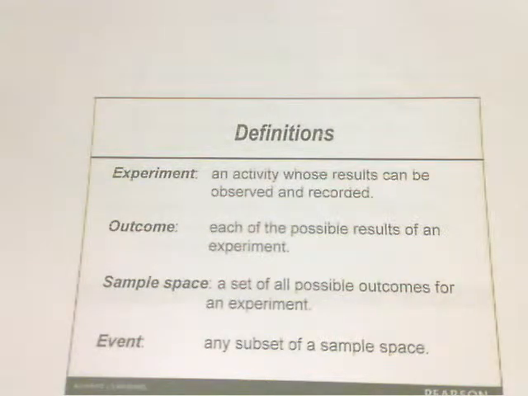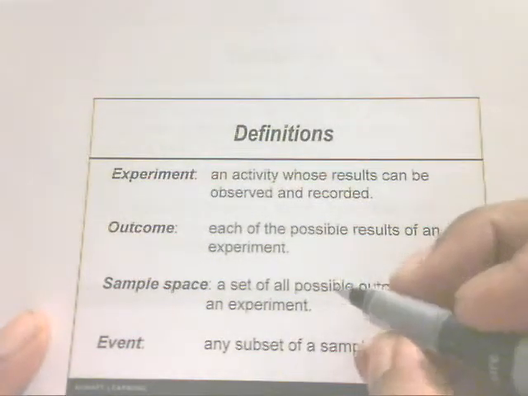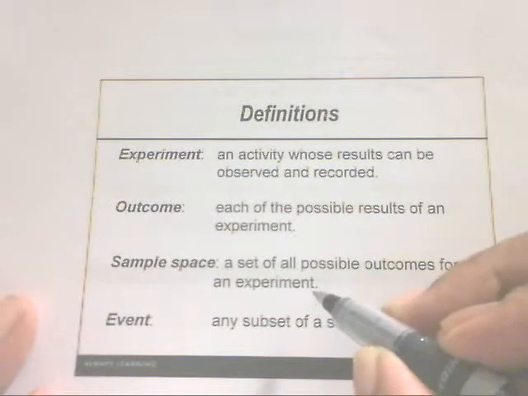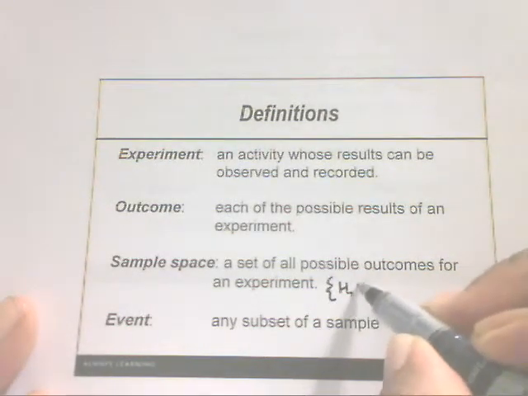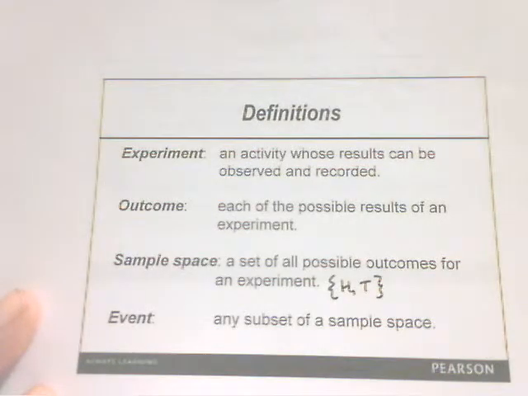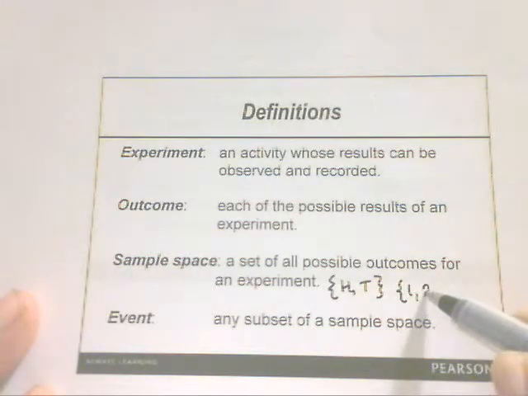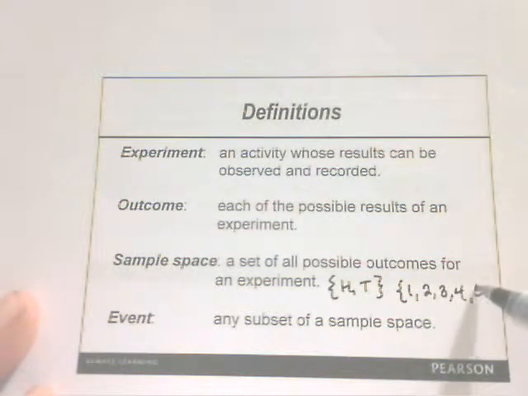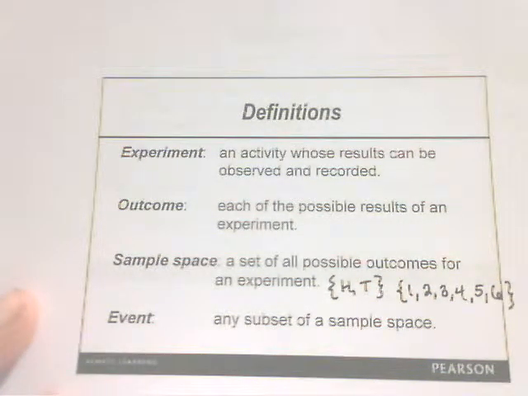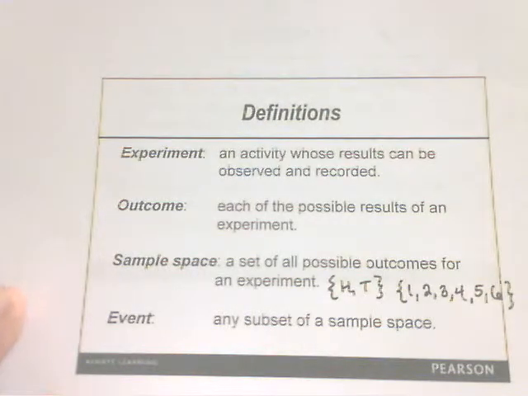Then next is a sample space. That's the set of all possible outcomes for an experiment. Of course, the sample space when you toss a coin, the only two outcomes will be heads or tails, which represents the sample space. And also a fair die: the outcomes are 1, 2, 3, 4, 5, and 6. Okay, that's another example of a sample space. And then the event is going to be any subset of a sample space.